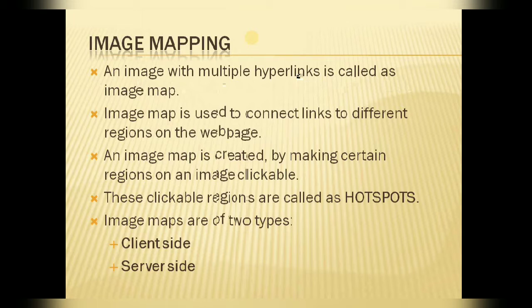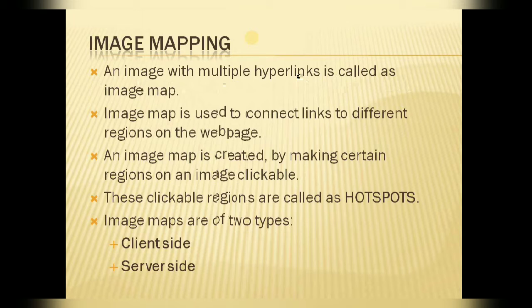Now what happens is, on one image we are defining different regions, different shapes. So in a way we are connecting different regions on the web page, and each of the region is going to open another web page. An image map is created by making certain regions on the image clickable. So when we are defining the regions, we make the regions clickable. When you click on that particular region, it is going to open another web page, and that is how your image map is created. These clickable regions are known as hotspots.